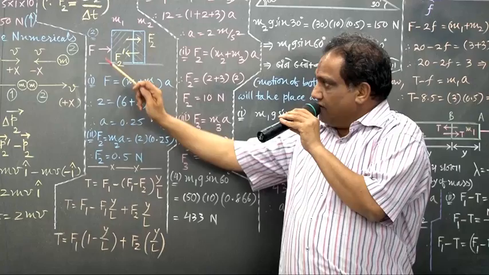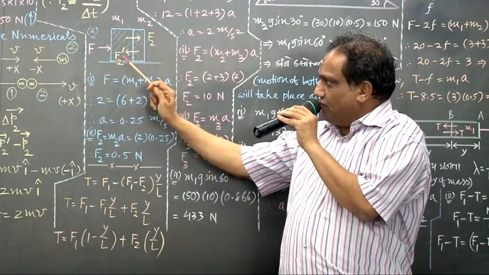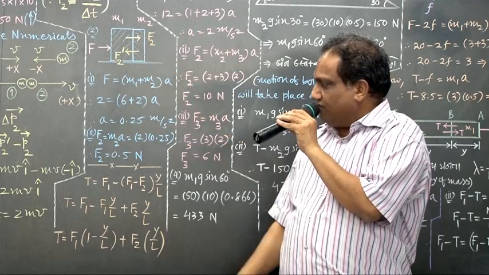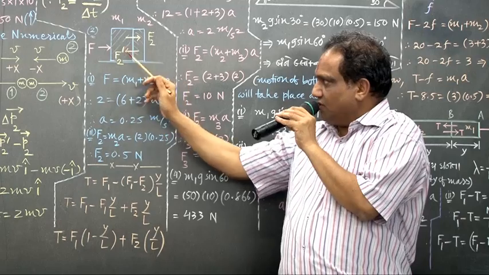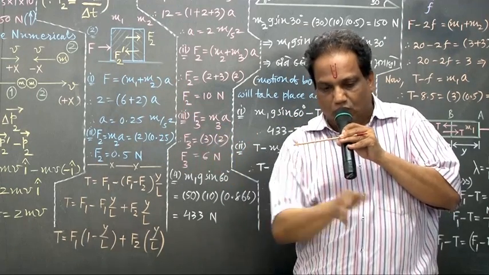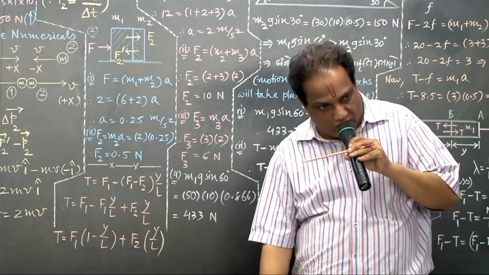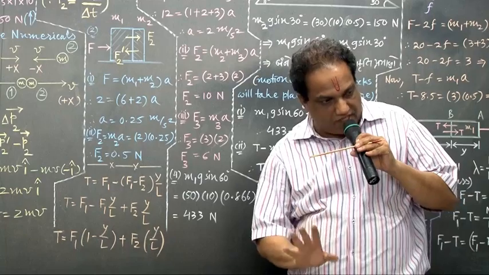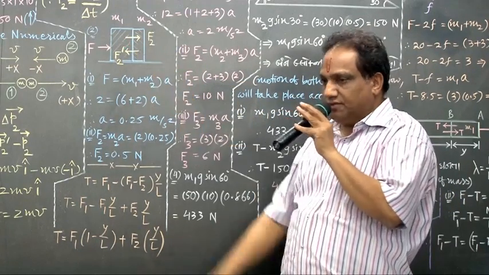What is the F value? F value you are given is 2 newton. F2 dash and F2 are equal, and F2 is 0.5. So this is 2 and this is 0.5. Look here: 2 minus 0.5, that is 1.5 newton. And that is the resultant force exerted on the first block.